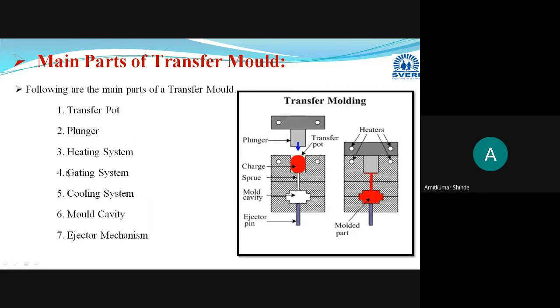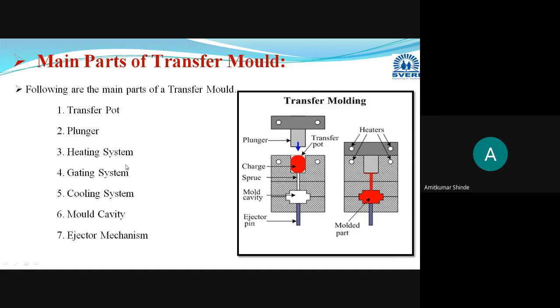Then the third part of the transfer mold is the heating system. These circular spots indicate the heaters. For doing the heating, we can use different mediums. You can go for an electrical medium, or you can go for oil or steam medium. Because of that, we provide the required heating. The mold is heated with the help of these heaters.